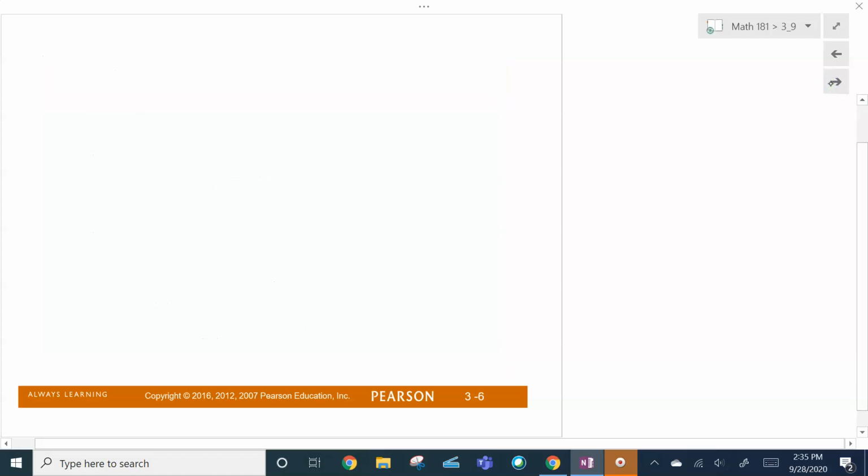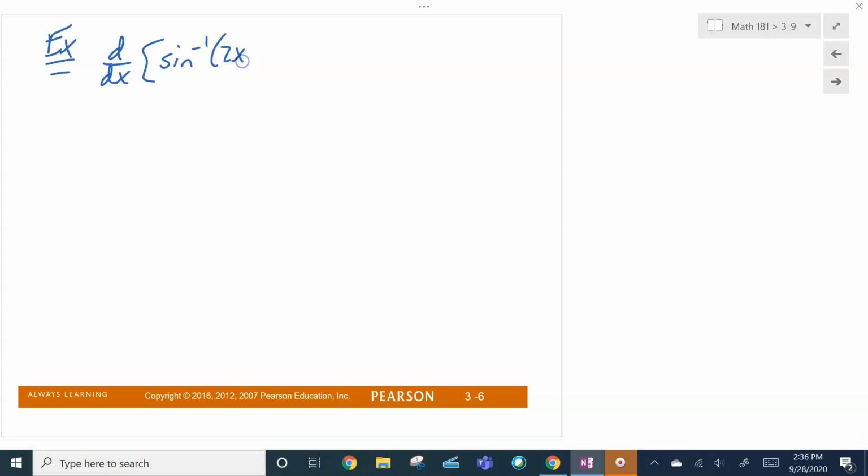But I'm going to work through some examples here. The first one is the derivative of the arc sine of 2x. Now what we need to know is what's the derivative of the arc sine of u.